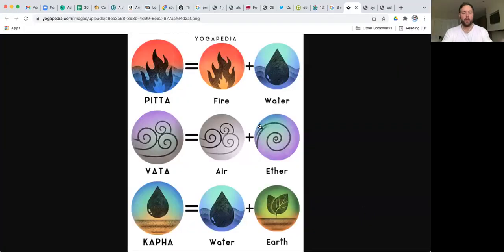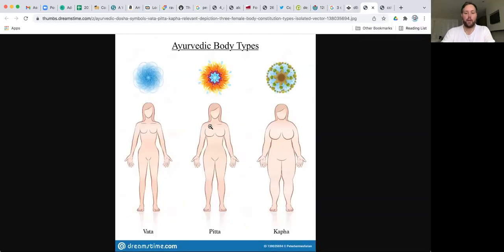Let's just look at some simple understandings here. So this is a nicer image of the elemental constitution of the doshas. Pitta equals a combination of fire and water. Remember that this means that there is an imbalance of fire and water, too much. Vata is an imbalance of air and ether, too much. Kapha is the imbalance of water and earth, too much. Okay. So these three doshas can manifest in the following way, in a physical form.